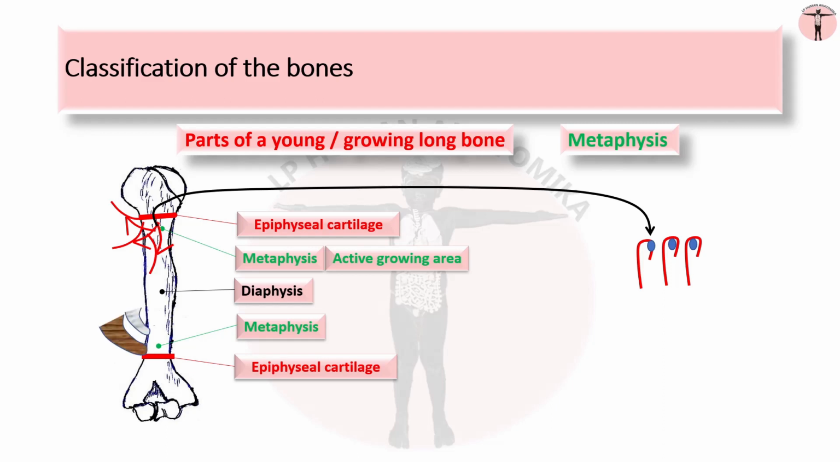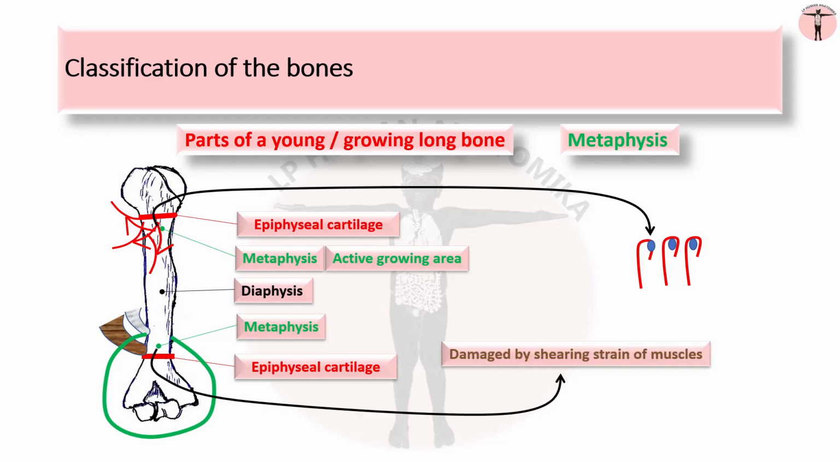Muscles, ligaments, and joint capsules are attached close to the metaphysis. As a result, this area is likely to be damaged by the shearing strain of the muscles. The juxtaepiphyseal strain predisposes to infection. Sometimes a part of the metaphysis may lie within the capsule of joint. In such circumstances, the diseases of metaphysis may affect the joint or vice versa. With this, we have completed the parts of the adult long bone and developing long bone.